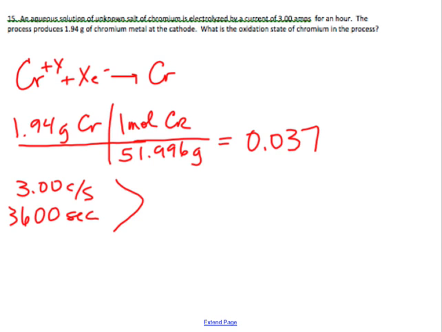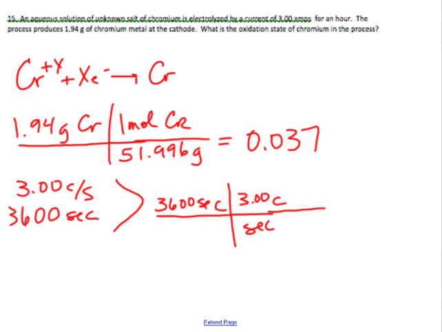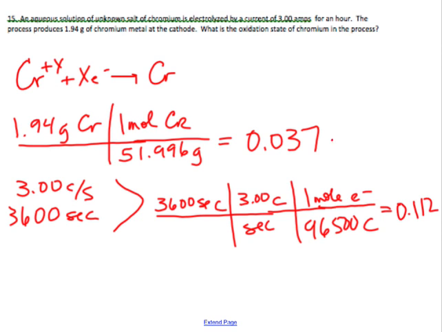Well, let's do it. So we're going to start with 3,600 seconds. For every 3 coulombs, we have a second. How do I get to moles of electrons? 96,500 coulombs for every 1 mole of electrons. So how many moles of electrons do I have? 0.112. Good. So this is moles of Cr, and this is moles of electrons.